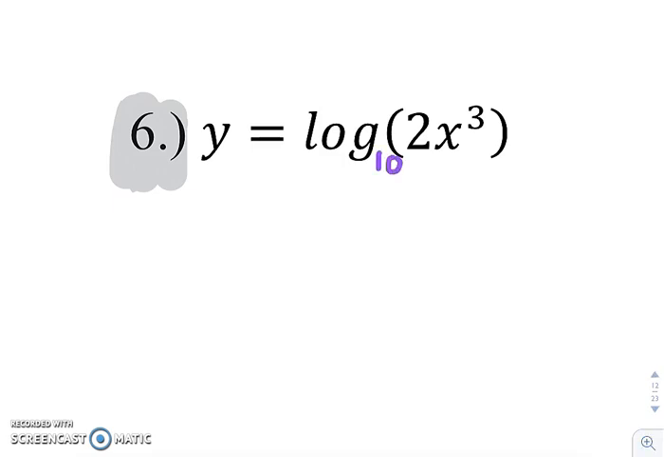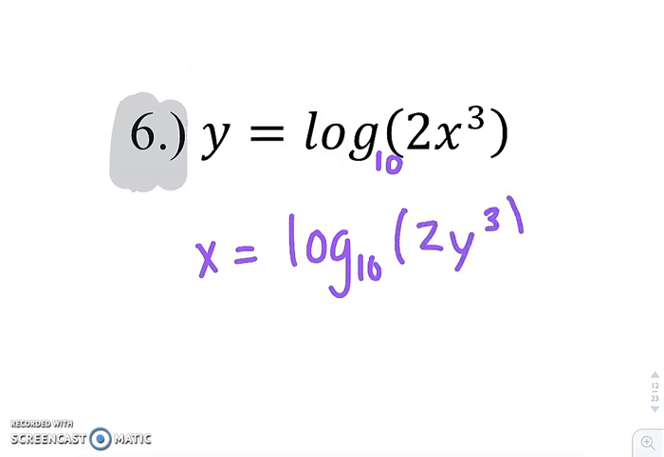So when we're done, if we're starting with a log base 10, we should end with an equation that has an exponent with base 10. But first step, whenever you're finding the inverse, always switch your x and y. x equals log base 10 of 2y to the third.